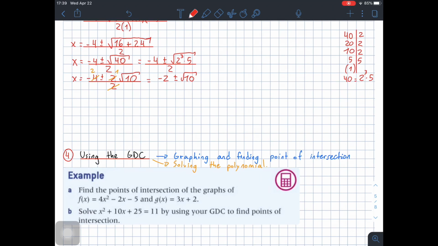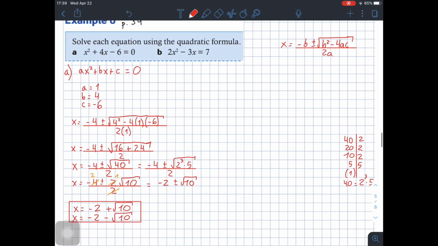So the two possible results would be, the first one is negative 2 plus root 10, and the second result is negative 2 minus root 10. These are the two results of this quadratic equation. Okay, so now let's do part B.